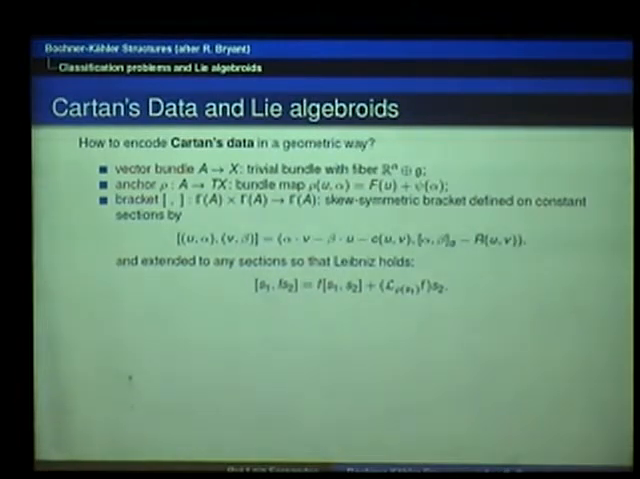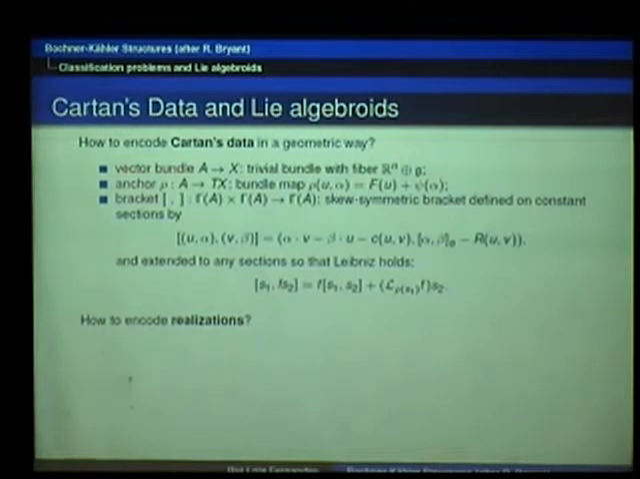It's only defined there on constant sections, but then I extend it to any sections by requiring a Leibniz type identity. So if I multiply a section by a function, the function comes out, and then there is another term where the first section acts on the function by first turning that section into a vector field using this bundle map. So this uniquely determines a bracket on the space of sections. So that encodes the Cartan data.